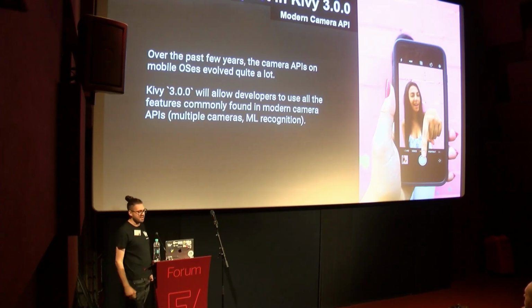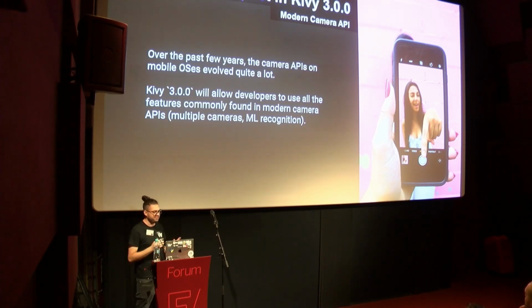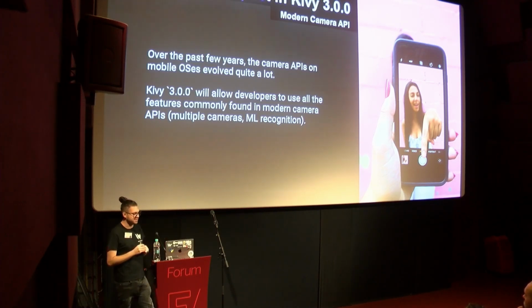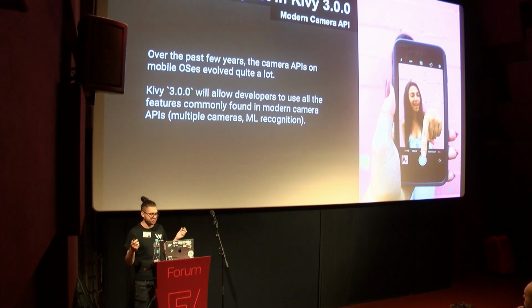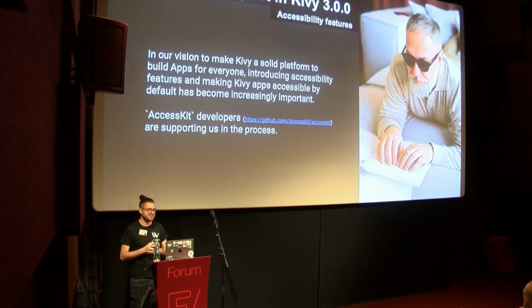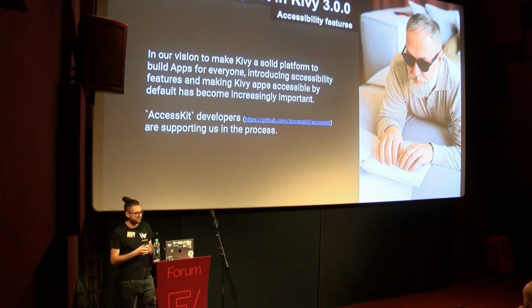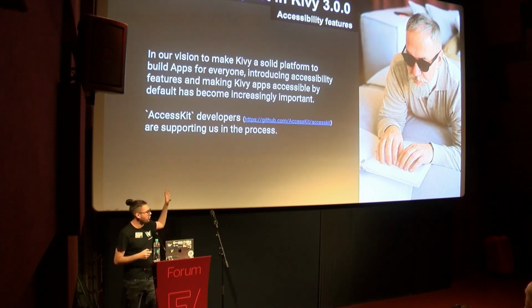Then we are getting a modern camera API, because over the past few years, the camera APIs on mobile OSs evolved quite a lot. In Kivy 3.0.0, we will allow developers to use all the features commonly found in modern mobile camera APIs, multiple cameras, and ML recognition. And also accessibility features. Because in our vision, to make Kivy a solid platform to build for everyone, introducing accessibility features and making Kivy apps accessible for everyone by default has become increasingly important. I have to thank the SDL developers, who are supporting us in the process and who also have a super nice library.